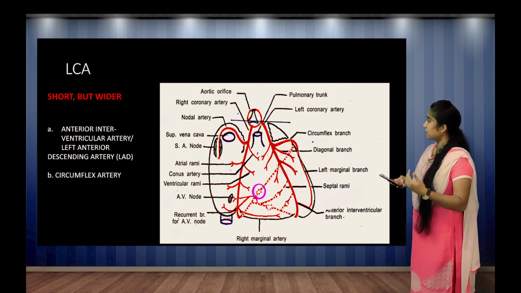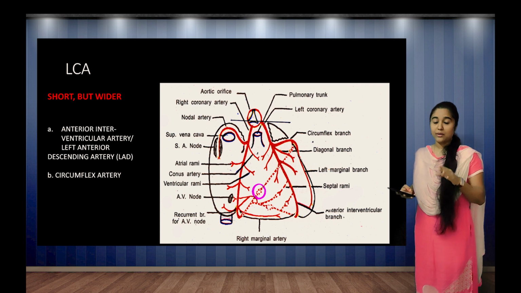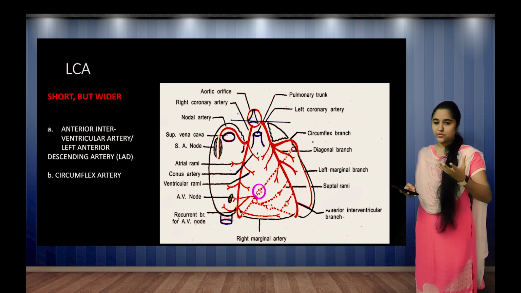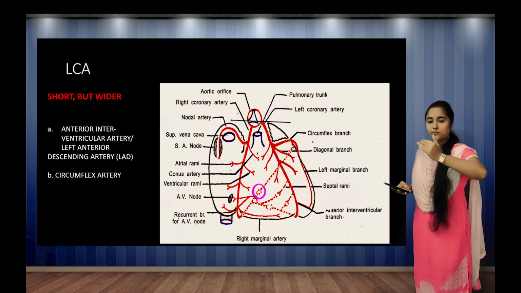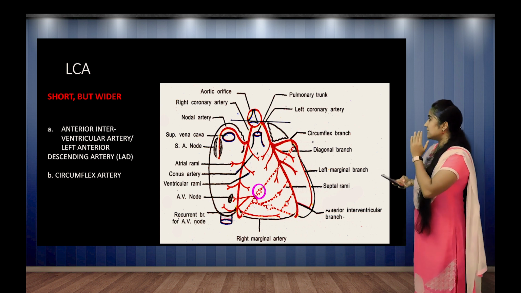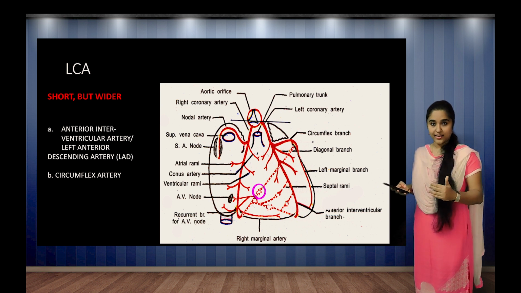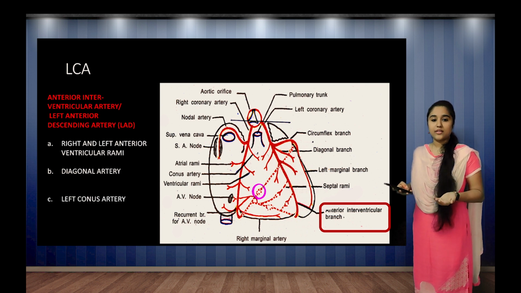Now we will see the left coronary artery. The left coronary artery is short, but it has a wider caliber. Now we know it arises from the left posterior aortic sinus. Soon after passing a few centimeters, it divides into 2 main branches, that is the anterior interventricular branch, also referred to as the left anterior descending branch, or LAD, and the next branch is the circumflex artery. We will see both arteries one by one.